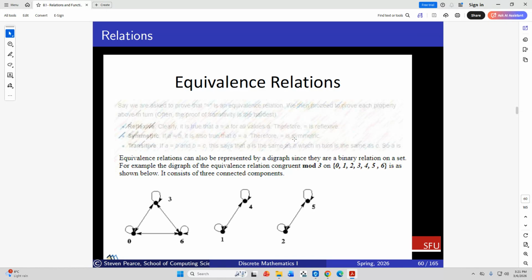We've already done that. So equivalence relations can also be represented by digraphs. We talked about digraphs already, since they are a binary relation. Okay, a digraph is a binary relation on a set. For example, the digraph of the equivalence relation congruent mod 3 on this set of integers is as shown below. It consists of three connected components. So it is obviously reflexive, it is obviously symmetric as well, and transitive.